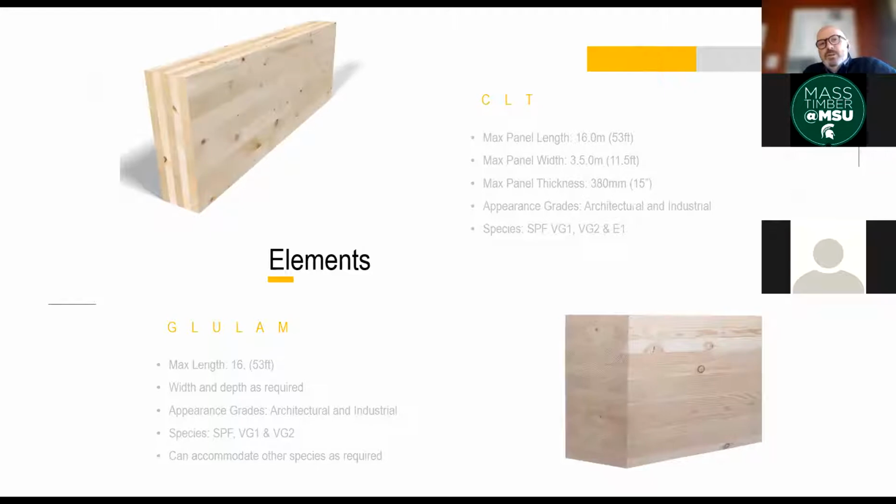Main components we produce are CLT, as I've mentioned. We make the widest panel in North America, up to 11 feet wide by 53 feet in length and about 15 inches in thickness. Our panels are slightly different than other CLT panels in North America. We make an edge glued panel. That means, like most manufacturers in North America, only apply glue to the broader surfaces of the 2x6s that are used to make up the CLT.